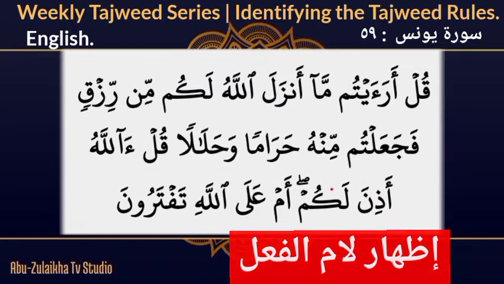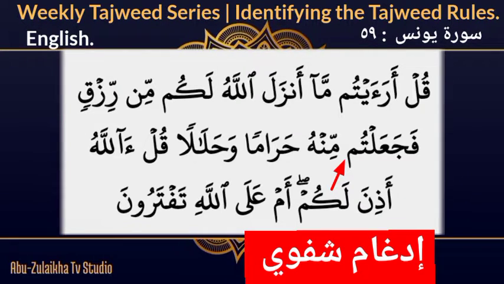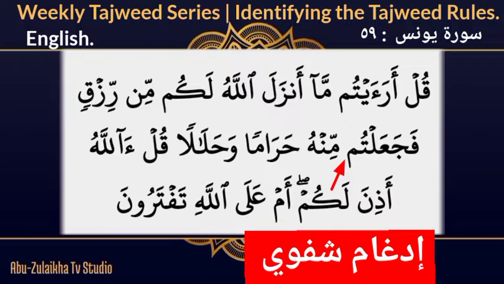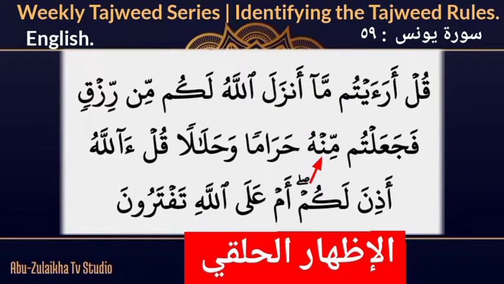Faja'altum min. Faja'altum min. That is another example of idghamun shafawi. That is, after the letter mim, the mim sakina, the letter that appears next happens to be the letter mim. So that is why we couple it with a nasalization. Then the word minhu, right? Minhu.